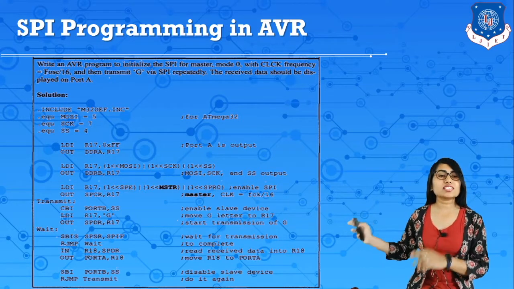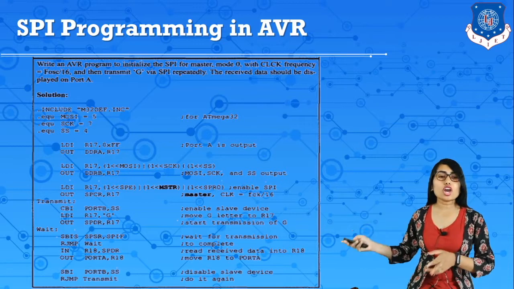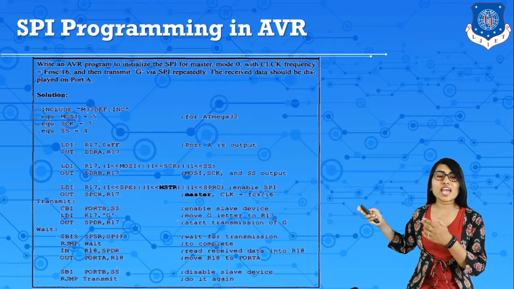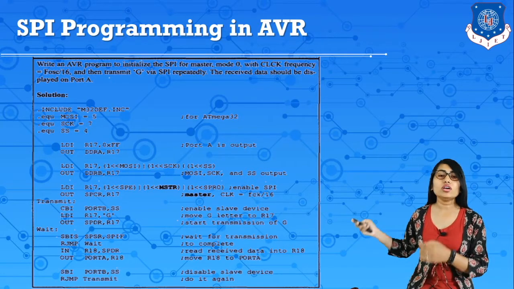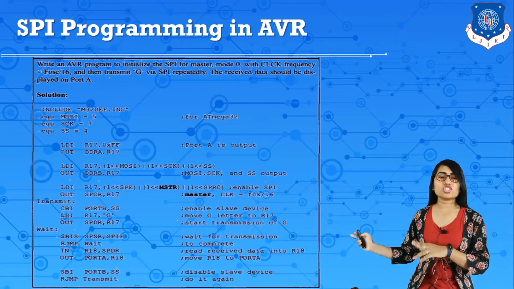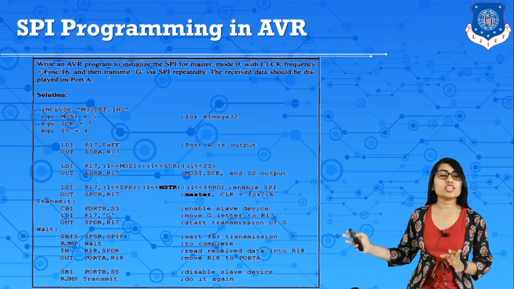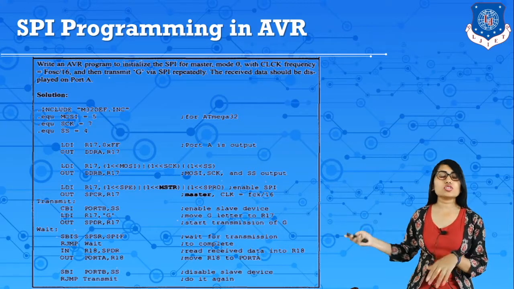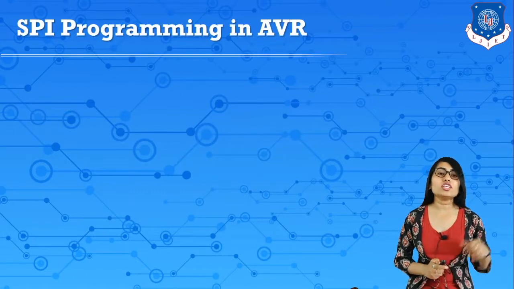This SPI flag is set whenever transmission occurs. So here we check the value and continuously jump to the wait location. Continuously it will jump, and as soon as this bit is set, it goes to the next instruction, where we copy the SPDR register into R18, and R18 is given to port A. So this is how G is transmitted on port A using these instructions, and then we disable the slave device using this condition. So this is SPI programming in AVR using assembly.